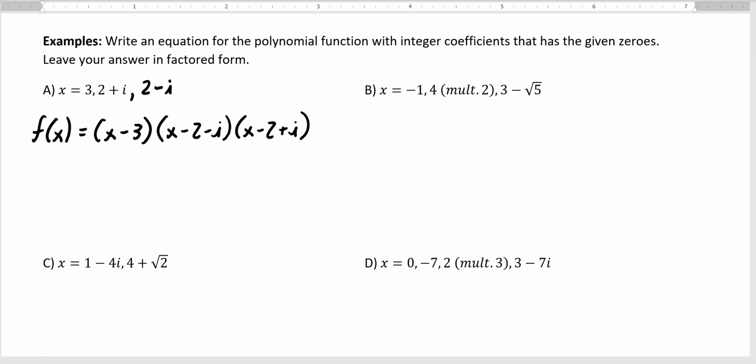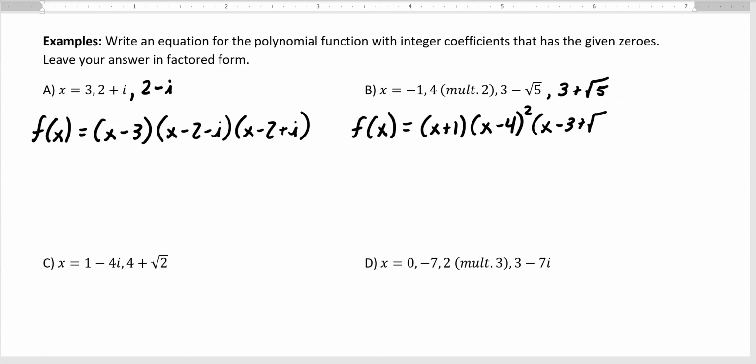All right, let's look at letter B here. So f of x, a 0 of negative 1, so that's x plus 1 as a factor. A 0 of 4, so that'd be x minus 4. Now multiplicity 2, so that tells me it's squared. And then we have 3 minus root 5, so that's a complex. Or sorry, that's an irrational. So if 3 minus the square root of 5 is a 0, 3 plus the square root of 5 is also a 0. So that means we would have x minus 3 plus root 5 and x minus 3 minus root 5. And that would be our factored form.